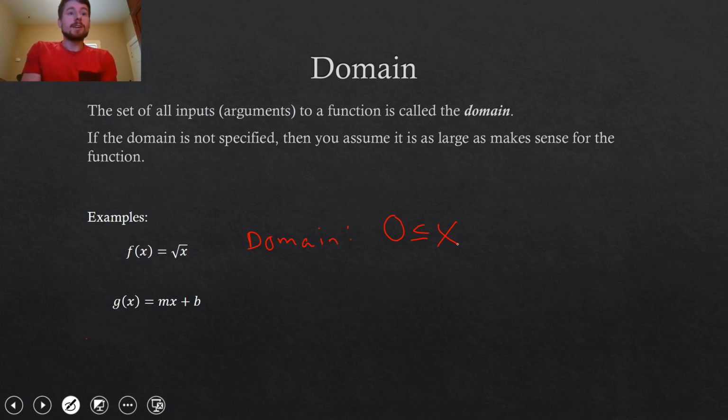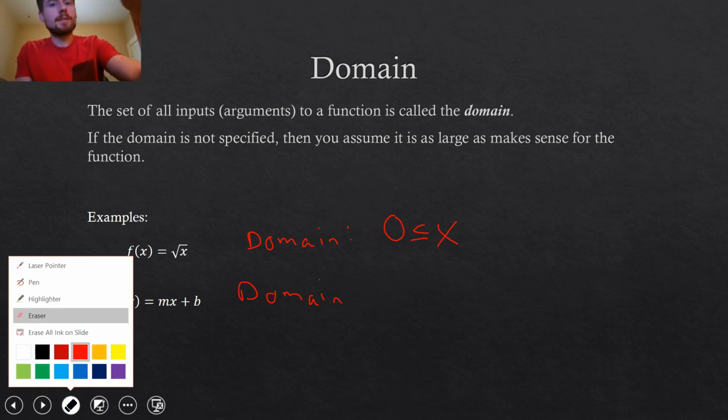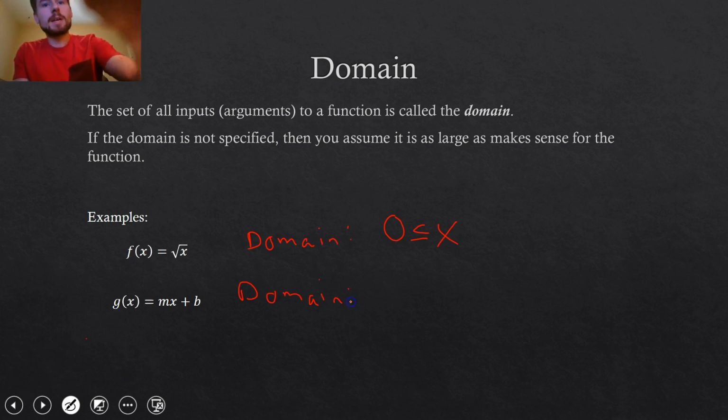What about a linear function? What's the domain of that? Well, the domain of a linear function is going to be all the things that you can plug into it. There's no restriction on what you can plug in. You can plug in negative 100, you can plug in 100, you can plug in 1,000,000, 0. All these numbers are fine to evaluate.